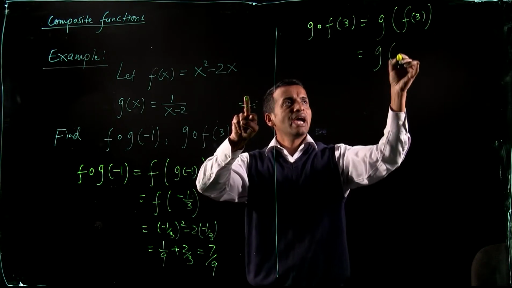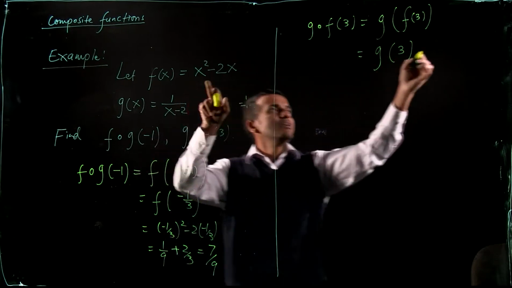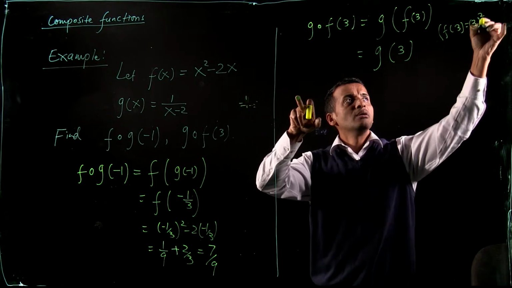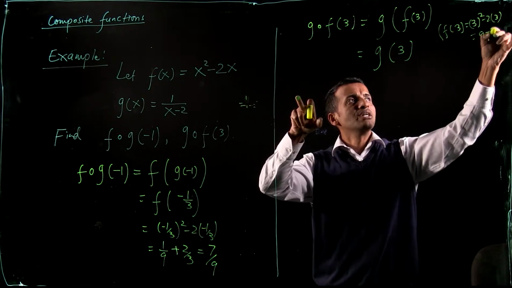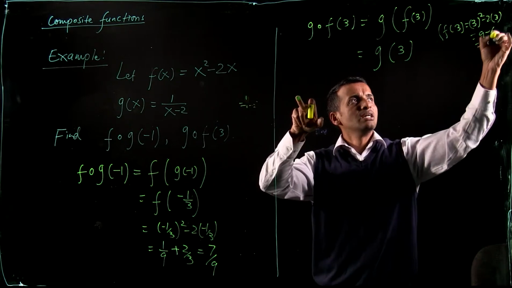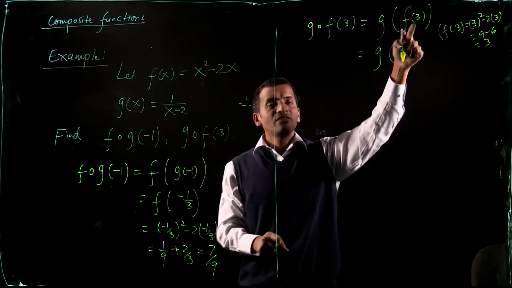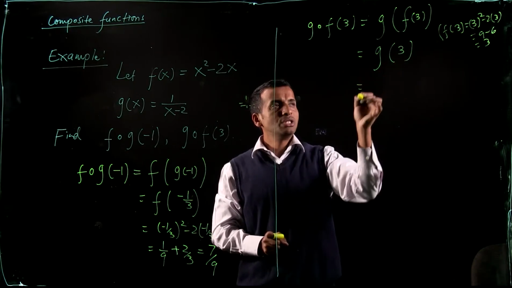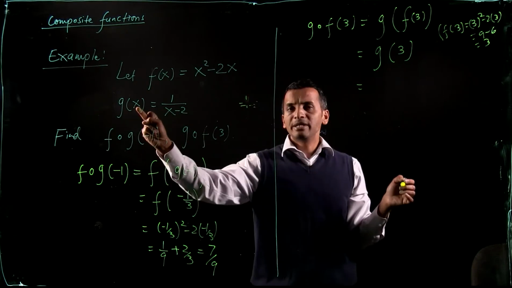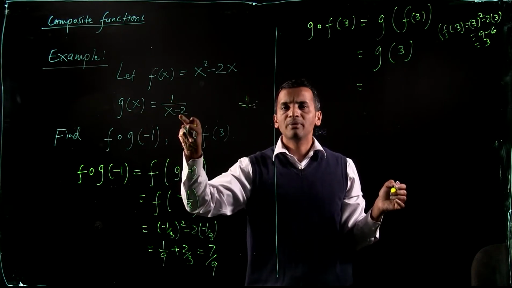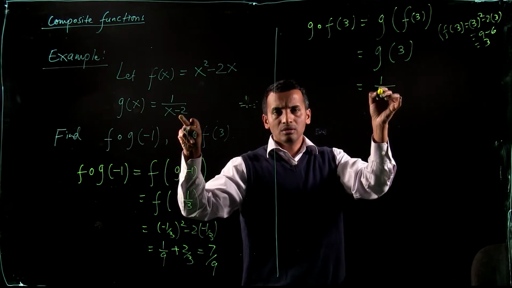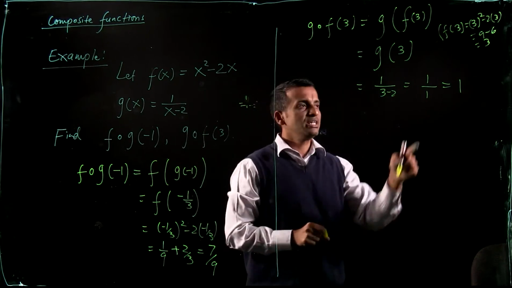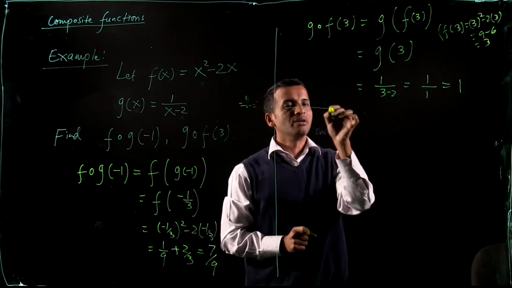So f at 3 is 3 squared minus 2 times 3, that is 9 minus 6, that is 3. That's the reason. So f of 3 is 3, that's why we want to find g, and then f of 3 is replaced by that 3. So g of 3. How do you find that g of 3? Replace x by 3 here. g of 3 will be 1 over 3 minus 2, right? So it is 1 over 1, that is basically 1. So g o f at 3 is just 1. So this is the shortcut method, okay?